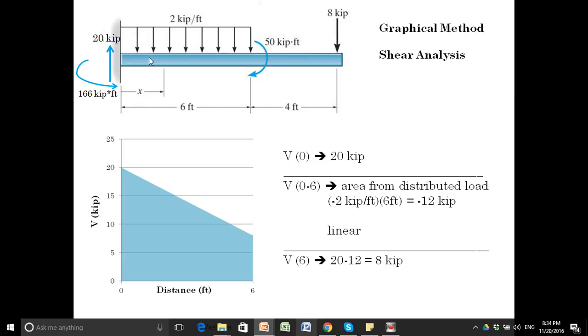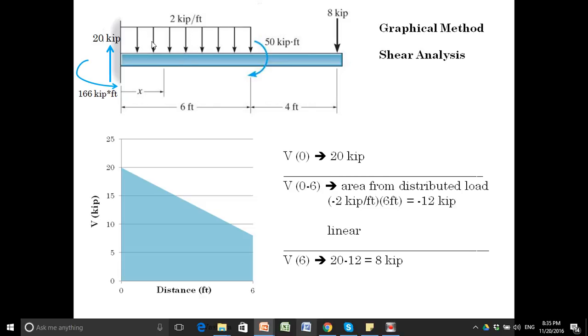So we can draw our shear diagram here quite easily. So if we start at point 0, what is our shear force? We have a shear force of 20 kips upwards. So at 0, we know that we start at 20 kips. Then, moving from 0 to 6, we have a distributed load. So in order to find where we're going to end at 6 feet, what we can do is find the area under the curve, or you could think of it as just finding the weight caused by this distributed load.